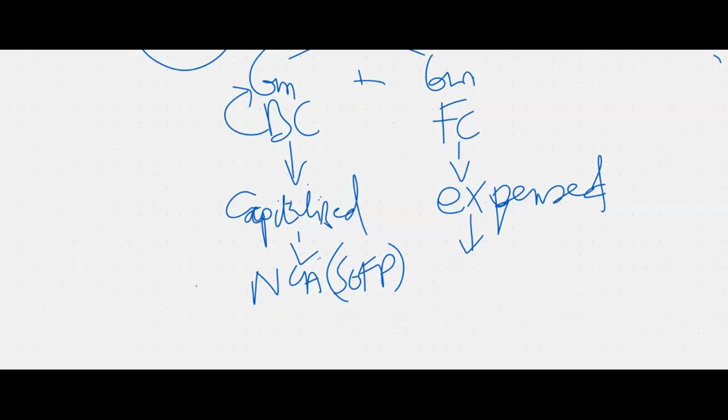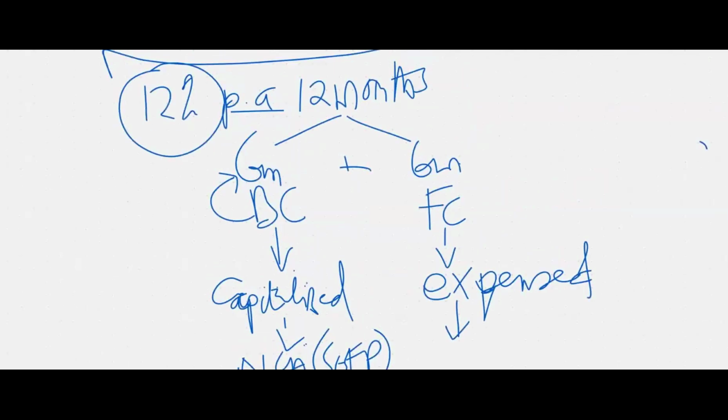Where it is expensed, it is added to the interest in the financial statement. You see, we have profit before interest and tax. Then we have interest. Another name you can give to the interest is finance cost, because the whole borrowing cost, the whole 12 months, was interest rate.